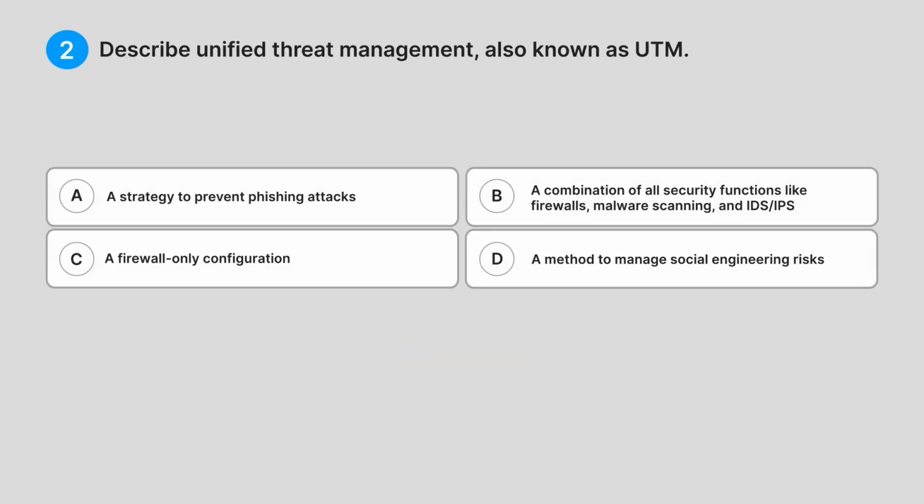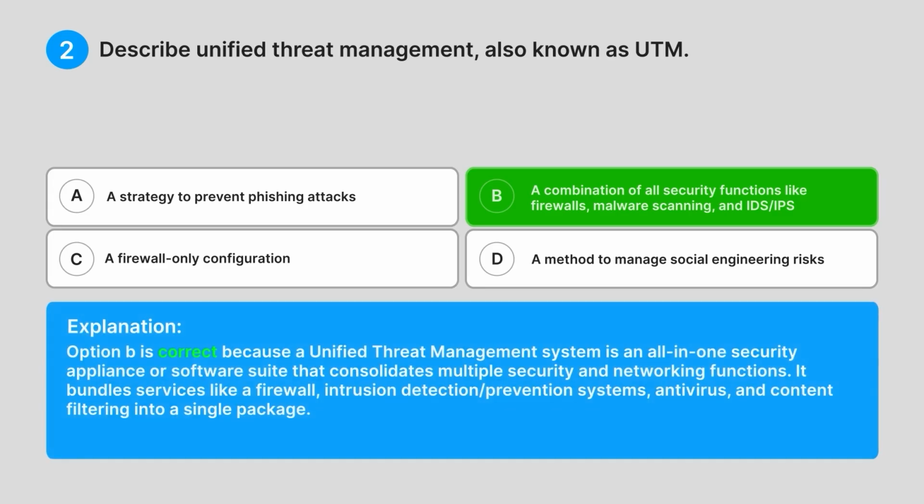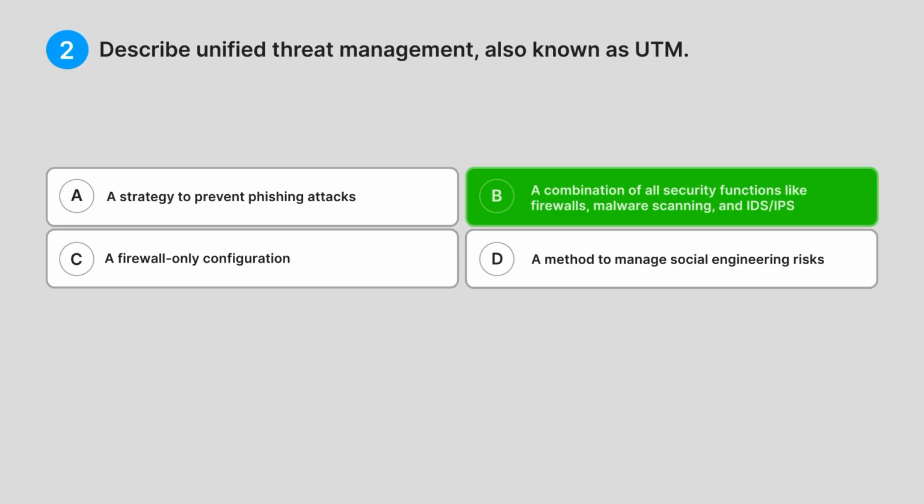Correct answer. B. A combination of all security functions like firewalls, malware scanning, and IDS/IPS. Explanation. Option B is correct because a unified threat management system is an all-in-one security appliance or software suite that consolidates multiple security and networking functions. It bundles services like a firewall, intrusion detection and prevention systems, antivirus, and content filtering into a single package.